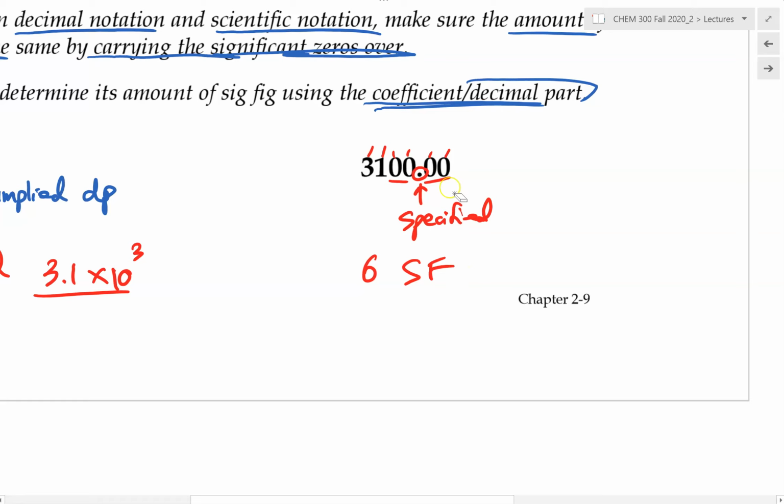And now the last digit that is significant would then be the last 0. So this last 0 right here, and that's where the uncertainty exists in this value. So the uncertainty exists in this case right here on the second decimal place, or on the 100th. So on the 100th place, or on the second decimal place, that's where the uncertainty exists. So therefore, we can see that this value right here is actually quite precise.